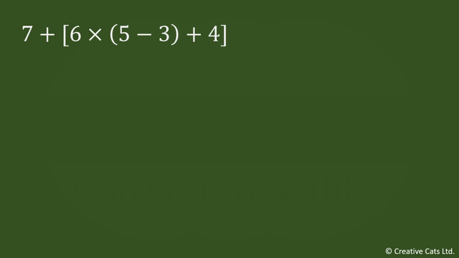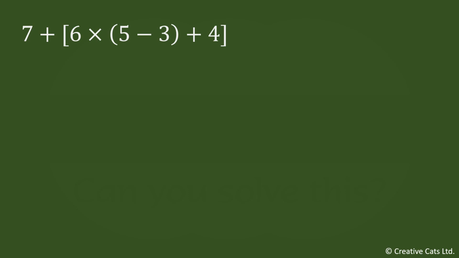Okay, slightly more complicated one this time around. So first thing to look for, do we have parentheses? And yes, we do. And in fact, we've got nested parentheses. So we've got a set of square ones and we've got a set of round ones. So what we do is we need to go from the inside out.